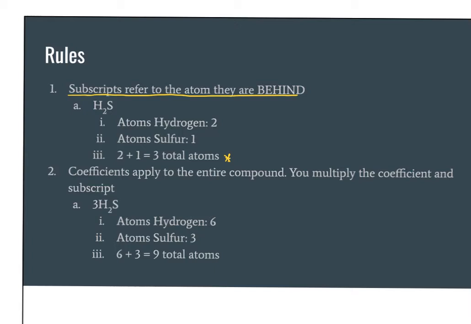The second rule is that coefficients apply to the entire compound. So we'll multiply the coefficient and the subscript. So 3H2S means there's 3 times 2 hydrogen and there's 3 times 1 sulfur. So 3 sulfur and 6 hydrogen add together to give us 9 total atoms. But we apply that 3 to the entire chemical.